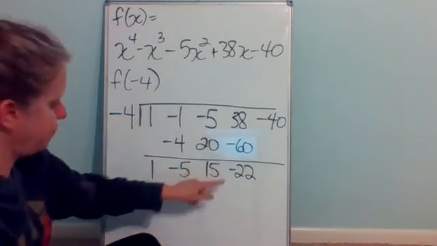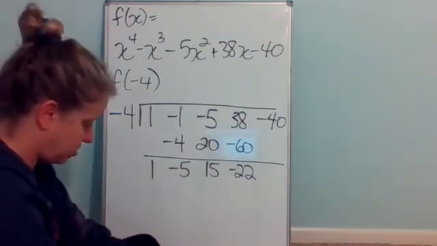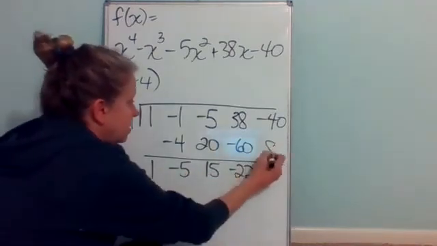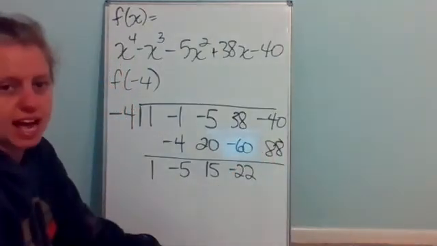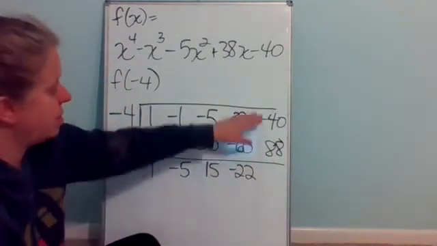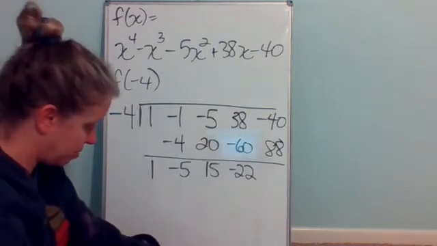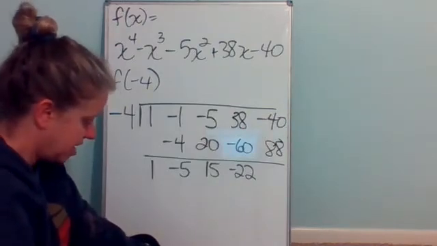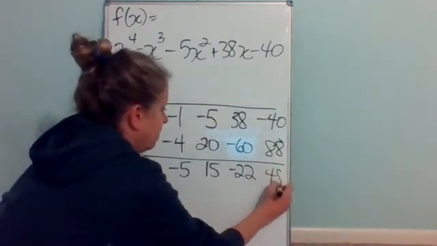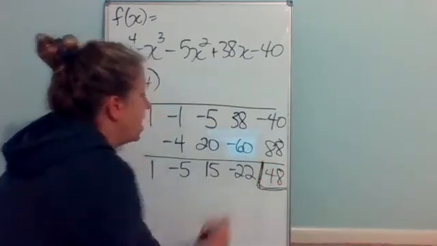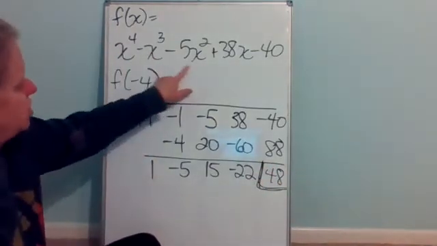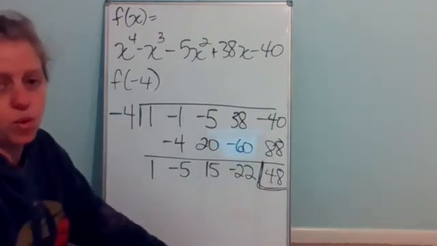And the last one, negative 4 times negative 22 gives me positive 88. And when I add this straight down, negative 40 plus 88 gives me 48, which means f of negative 4 using this function would be 48.